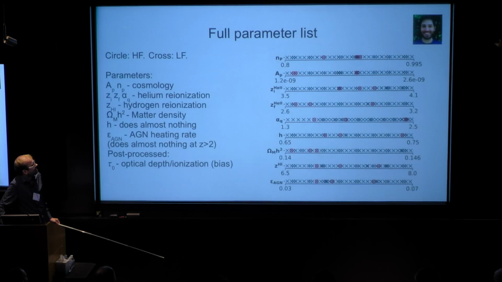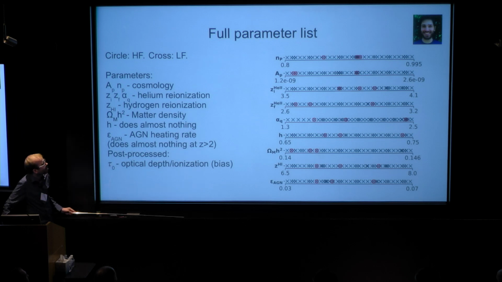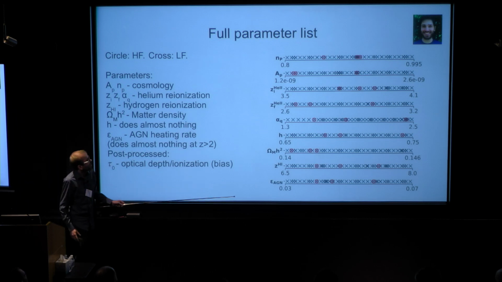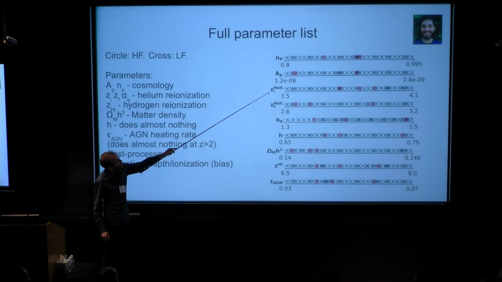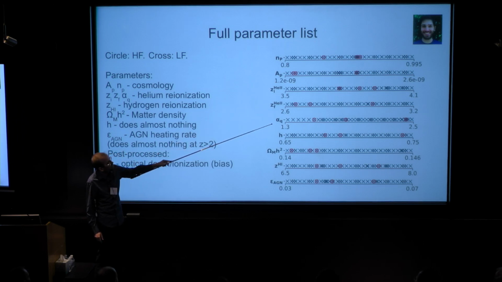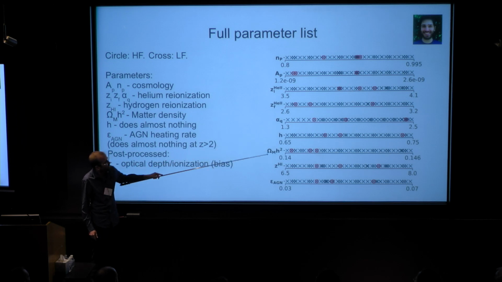Let me advertise. The point of this slide is that you think that I have done a lot of work and have put a lot of parameters into the simulation suite. And that is true. There are 2 parameters for the cosmology. There are 3 parameters for the helium reionization model, so the start, finish, and amplitude of heating during helium reionization. There is 1 parameter for the matter density. There is also a Hubble parameter which does absolutely nothing for the forest.